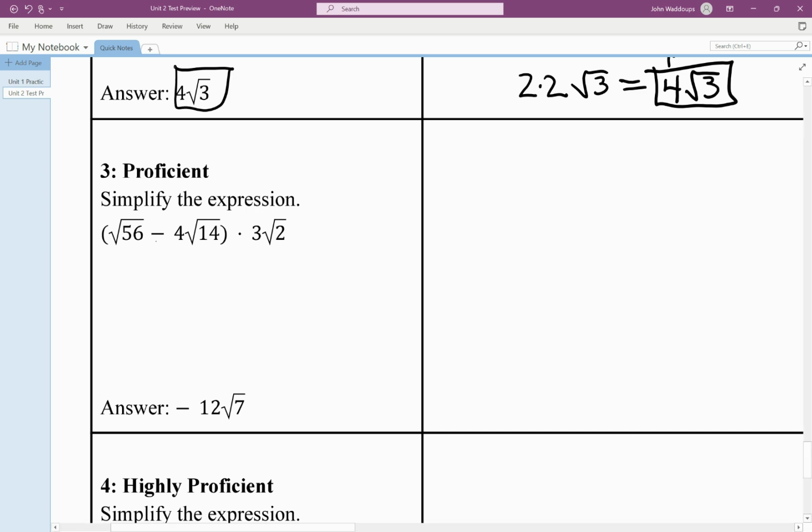I've got the square root of 56 minus 4 times the square root of 14, and all of that is multiplied by 3 square root of 2. So let's consider first this part that's inside the parentheses.